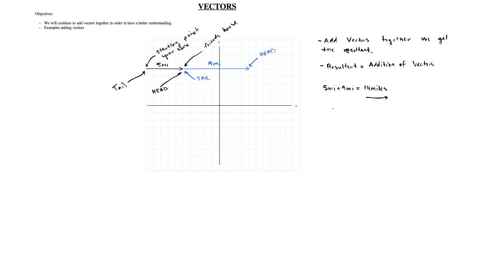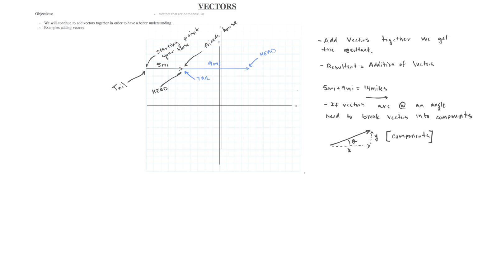Now keep this in mind, the vectors that we added are in the same plane and are going the same direction. Because of this, we can just simply add them. However, if at least one of the vectors is at an angle, then we will have to break the vectors into components. The breaking of a vector into components has to be explained later on in another video.